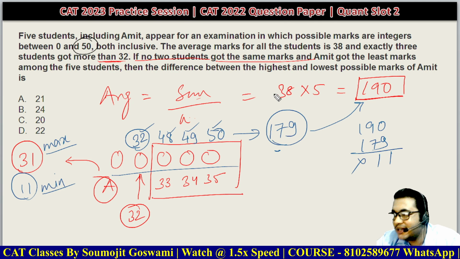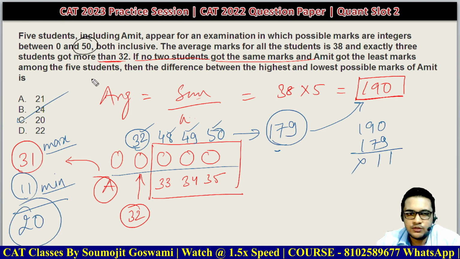Okay, for the ones who are looking for the answer, this is 20, because they have asked you the difference between the highest and the lowest possible marks of Amit. So 31 minus 11 obviously is 20. So the answer to this question has to be C.